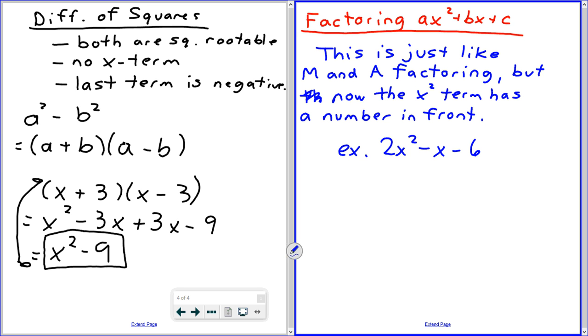So just to make sure everyone gets that written down, there are just two slight things that are different here.